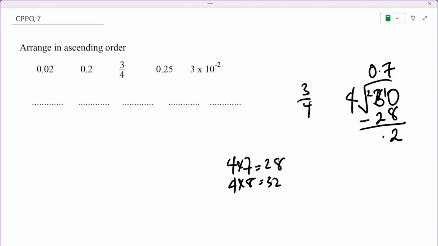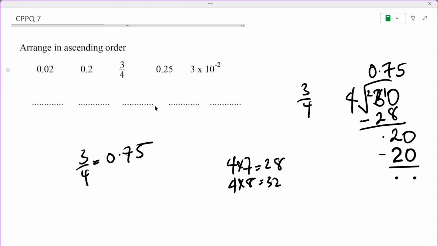You can put a dot here. 4 is greater than 2, and since you've introduced the first decimal, you can just put a 0 here. 4 in 20 is 5. So the result of having 3 over 4 as decimal is 0.75. So 3 over 4 is also the same thing as 0.75. We converted 3 over 4 to decimal.